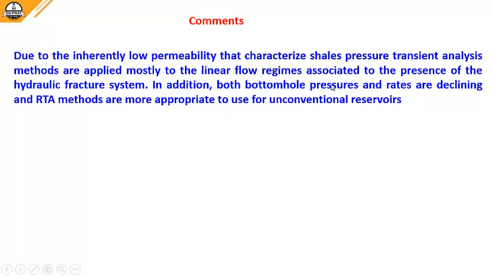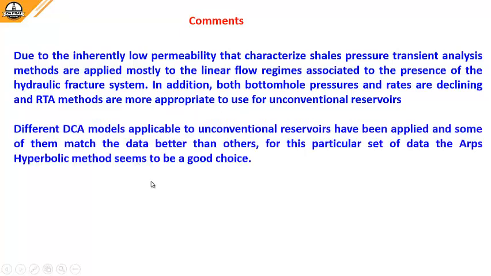So repeating here, because bottom hole pressure and rates are declining, this method is more appropriate to use. As we saw before, different decline curve analysis models applicable to unconventional reservoirs have been applied, and some of them match the data better than others. For this particular set of data, the ARPS hyperbolic method seems to be a good choice. This is just for the data we got.